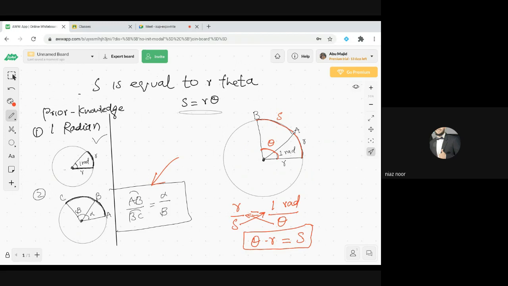What is S? S is the length of this arc. Theta is the angle subtended by the arc, and r is the radius of the circle. I hope it is clear. And now you know from where we have got this relation.